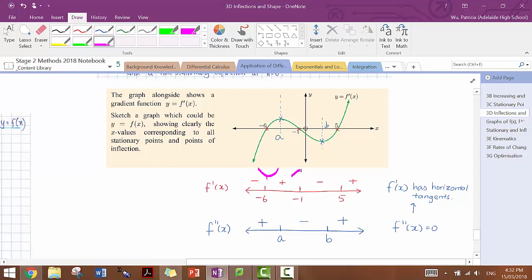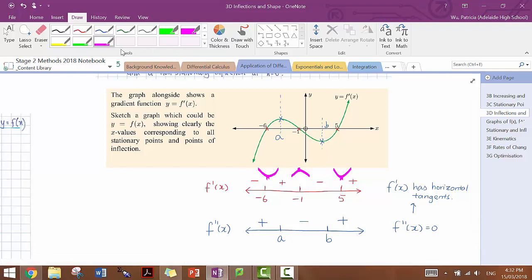And then it's going up, going down. It will have a local maximum at -1. And then it's going down, going up. It will have a local minimum at x equals 5. That's how you will know where the stationary points are in the original function by looking at the first derivative. And then let's have a look at what the second derivative tells you.